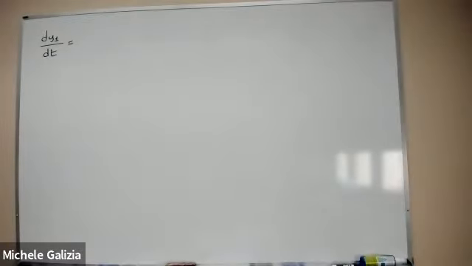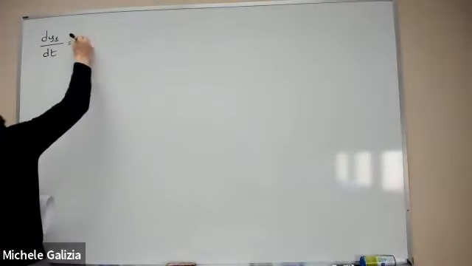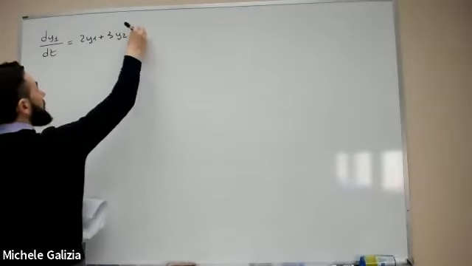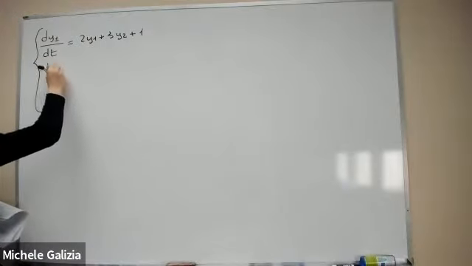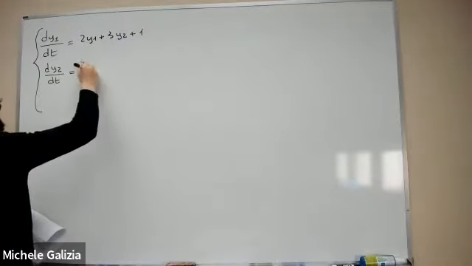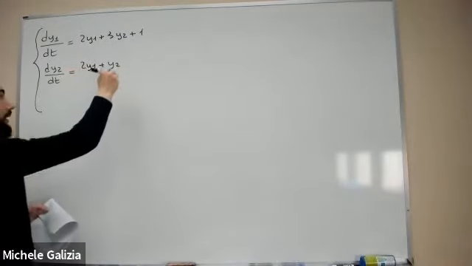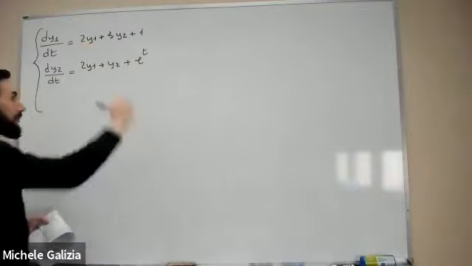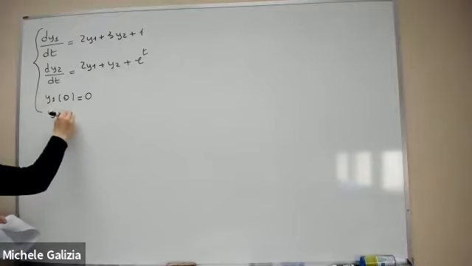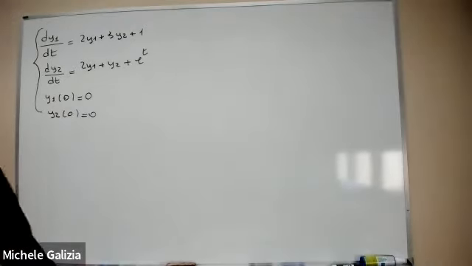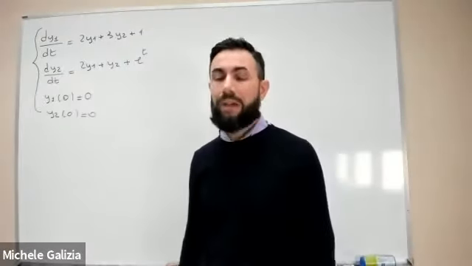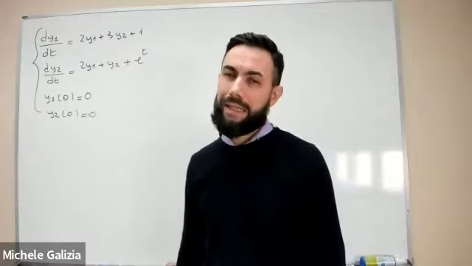The derivative of y1 with respect to time is equal to 2y1 plus 3y2 plus 1. The derivative of y2 with respect to time is equal to 2y1 plus y2 plus the exponential of time. y1 calculated in 0 is 0. y2 calculated in 0 is 0. So, first question first. Is this a system of differential equations linear or nonlinear?